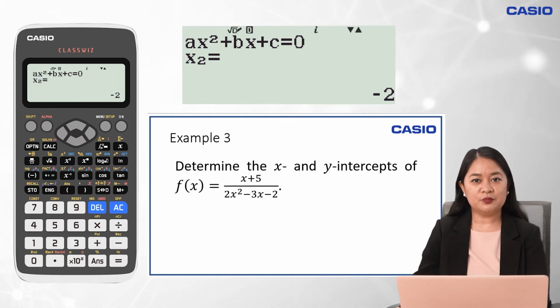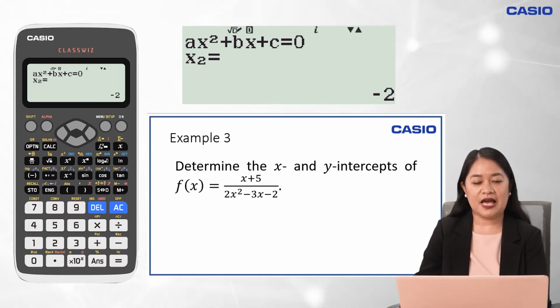For the third example, we will determine the intercepts of this given rational function. Recall that the x-intercept of the graph of a function is the abscissa of the point where the graph intersects the x-axis, and y-intercept is the ordinate of the point where the graph intersects the y-axis. So to identify the x-intercept without graphing the rational function, we will identify the zeros of the numerator.